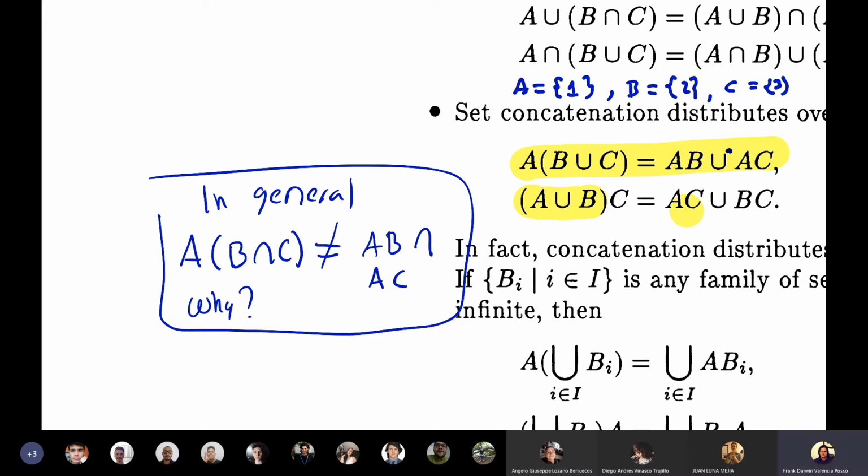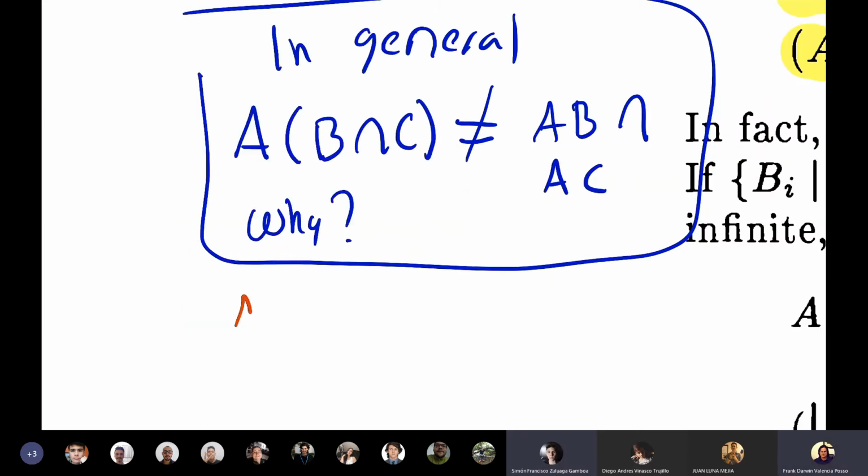Okay, I'm back. Tell me, anyone found a counterexample? I have one, teacher. Excellent. So let's look into that. So let's say A is equal to what?